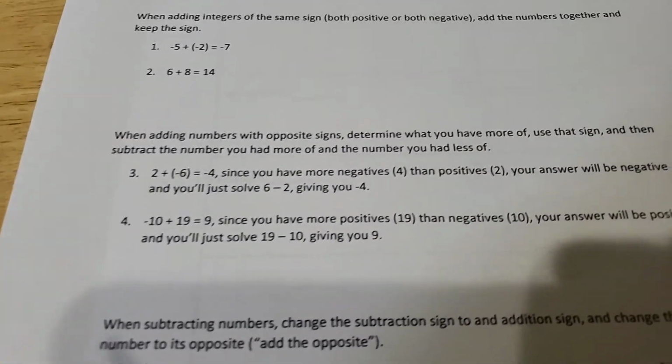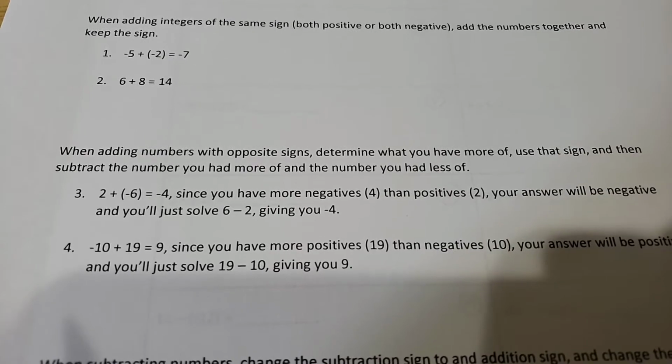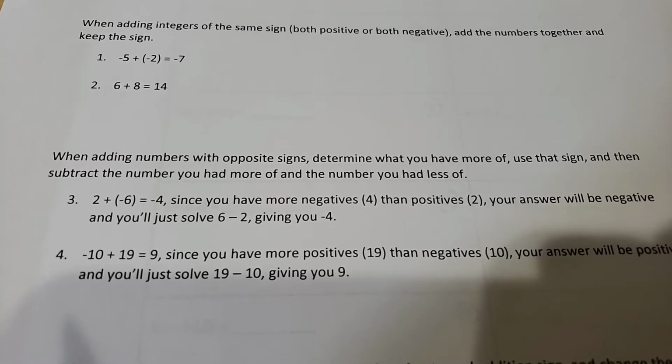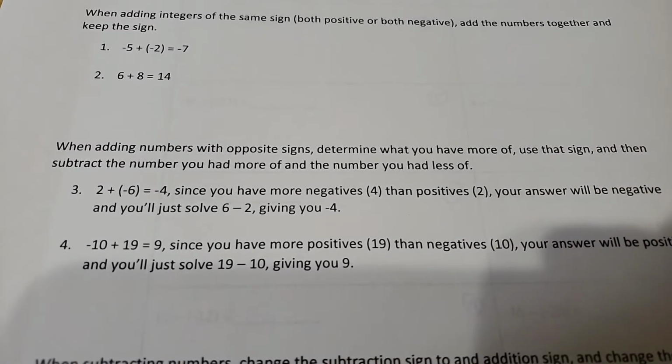Now, remember, when you add numbers with opposite signs, determine what you have more of, and use that sign, and subtract the number you had more of and the number you had less of. So it's like we used to say in class, take your winning number minus the losing number.